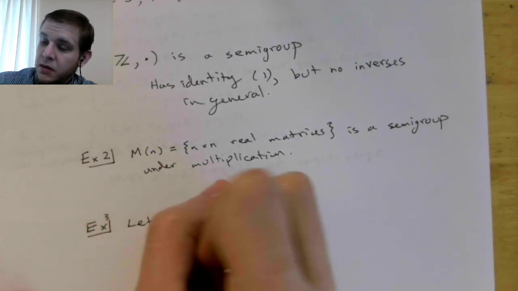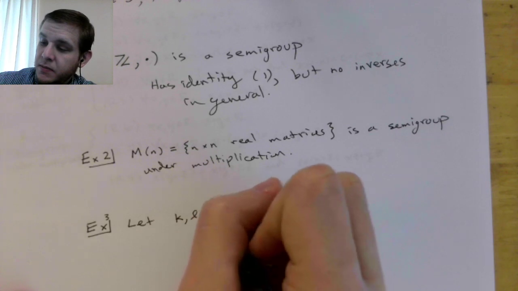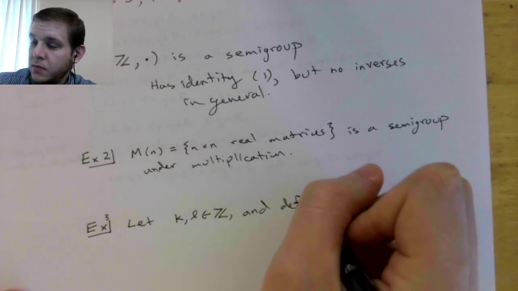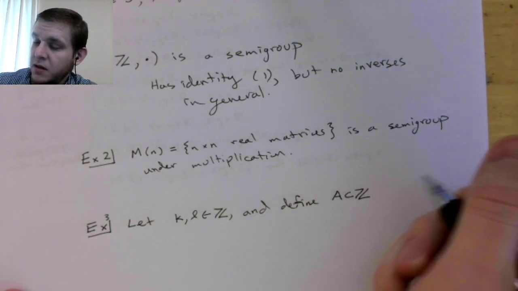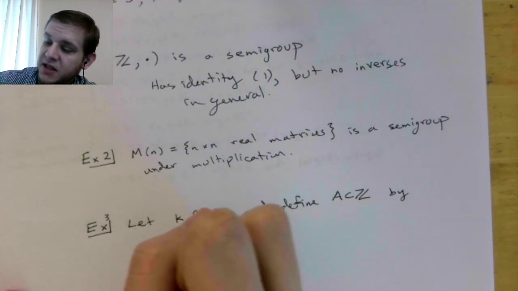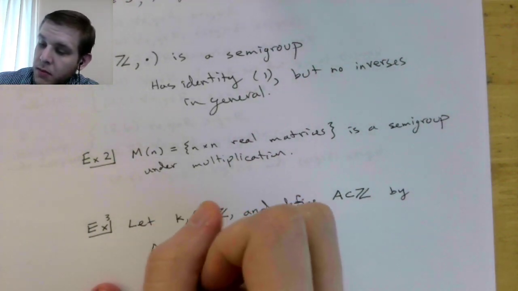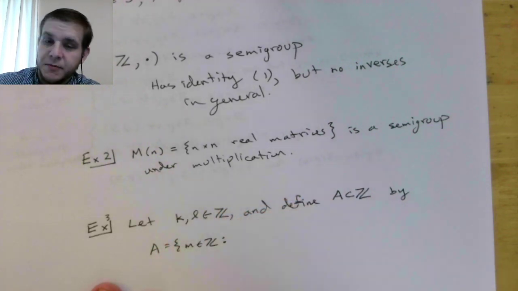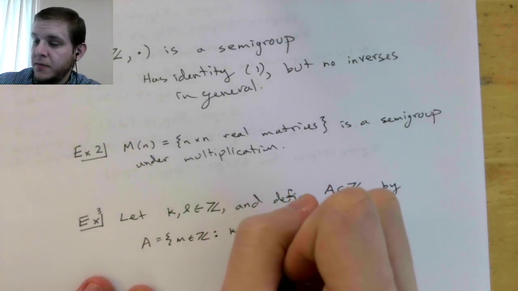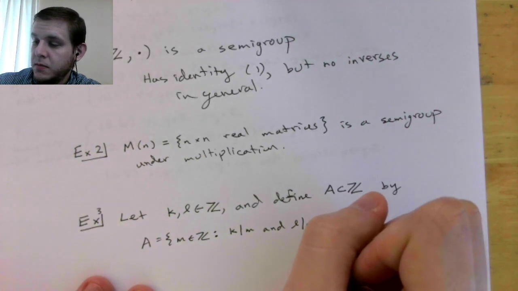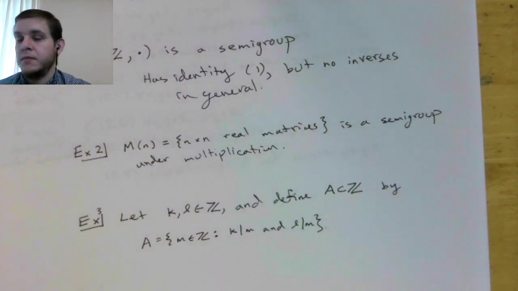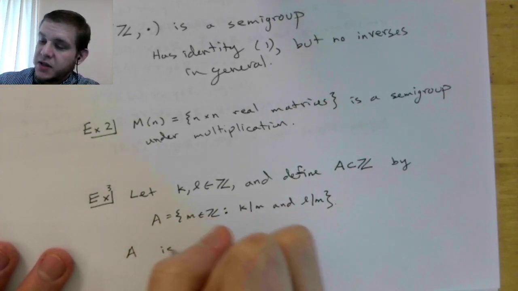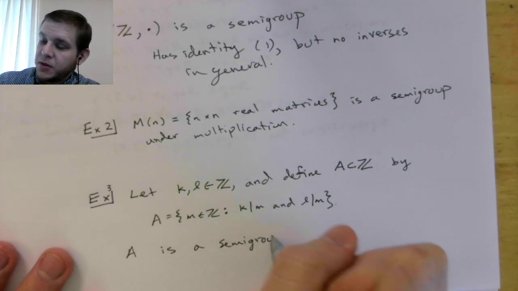So let K and L belong to Z. And define a subset A of Z by: A is the set of numbers M in Z which satisfy K divides M and L divides M. So A is a semigroup under multiplication.